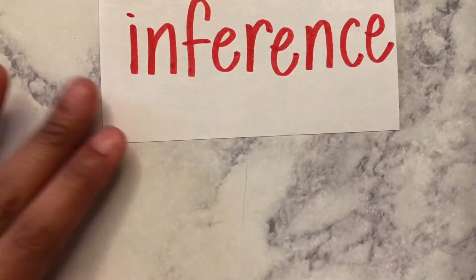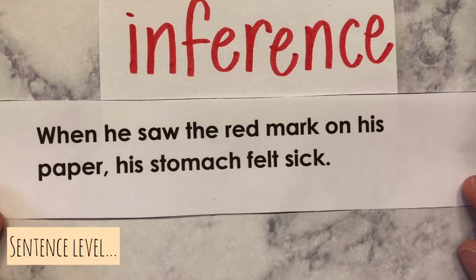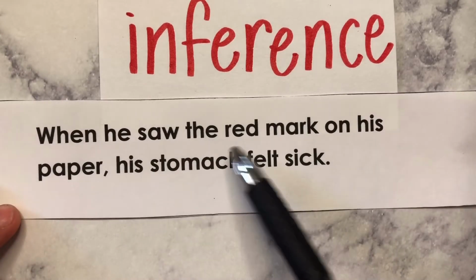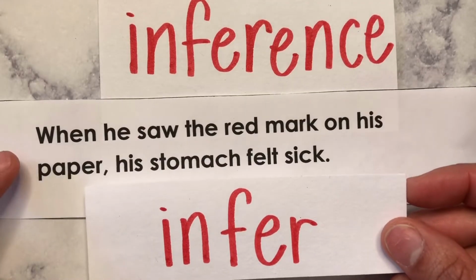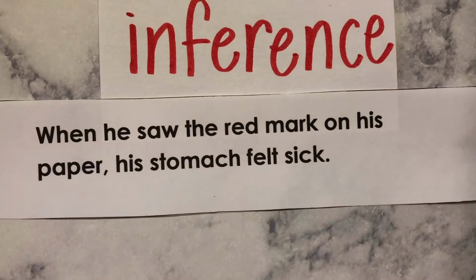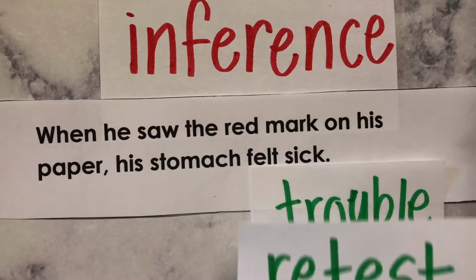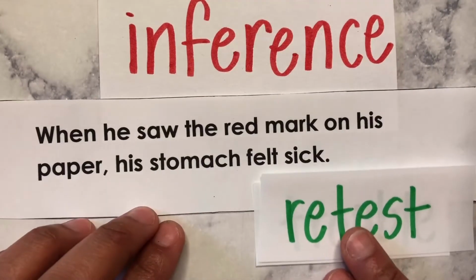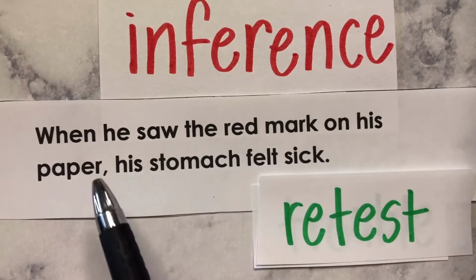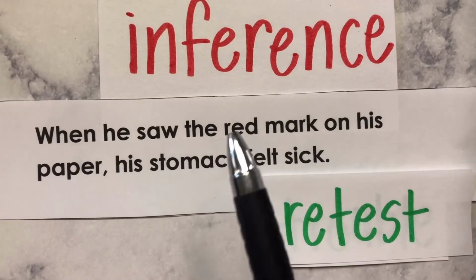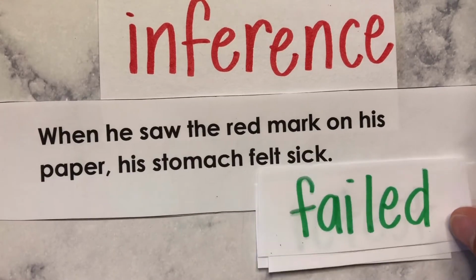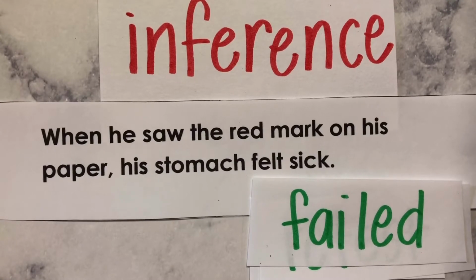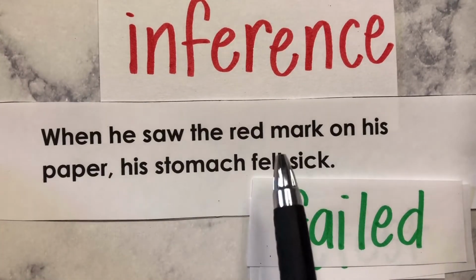Let's try to make an inference with these examples. Here I have a sentence that says, when he saw the red mark on his paper, his stomach felt sick. What can I infer based on the words the author used? Because his stomach felt sick, something tells me that he is in trouble. It could have been a test that he took that he might have to retake because of a red mark on his paper. And I know that teachers use red marks when they're giving you a grade on your paper. It also tells me that he must have failed his assignment. Could have been a homework or a task. Because his stomach felt sick, this red mark must not be good.